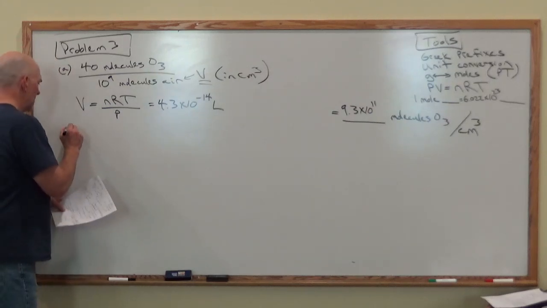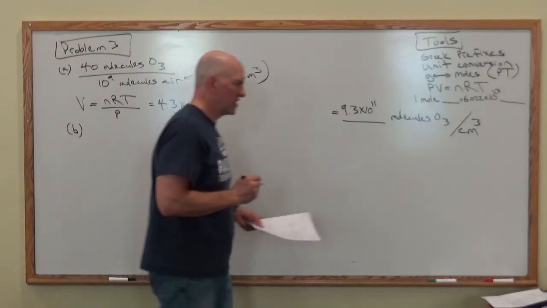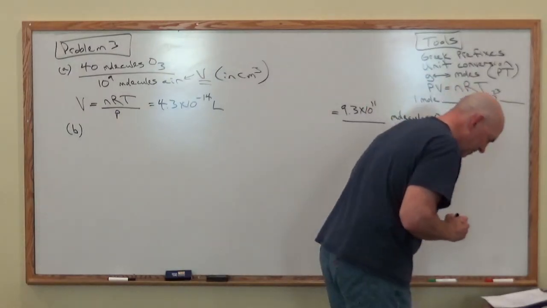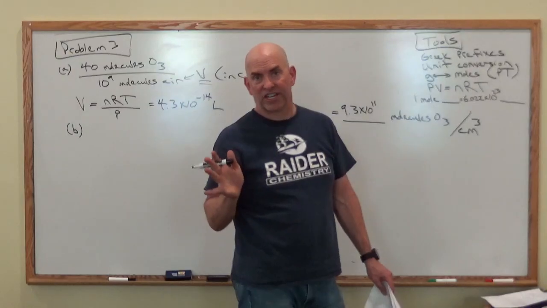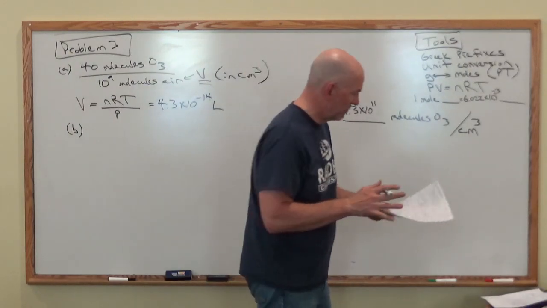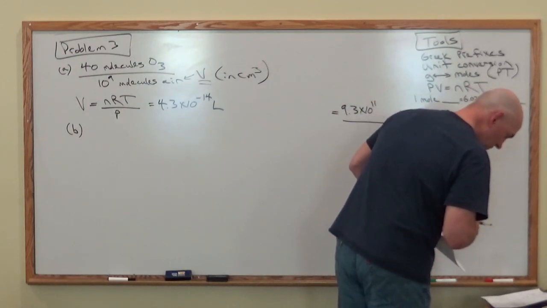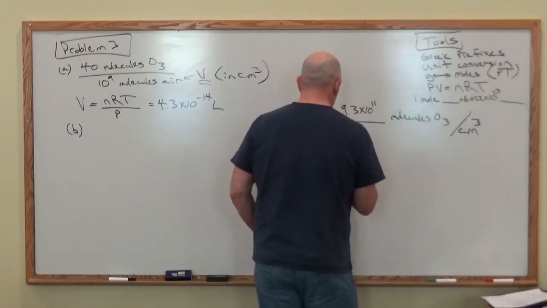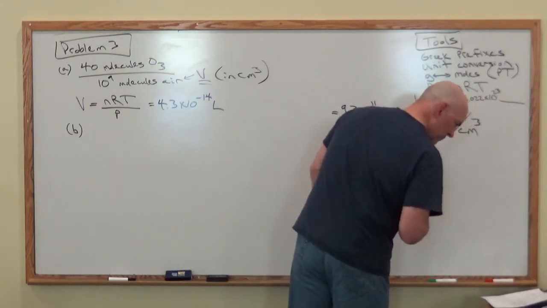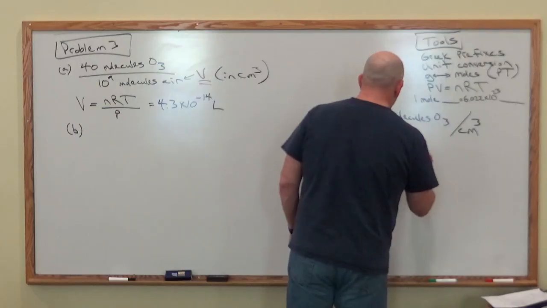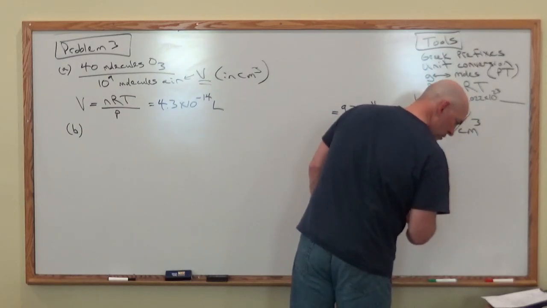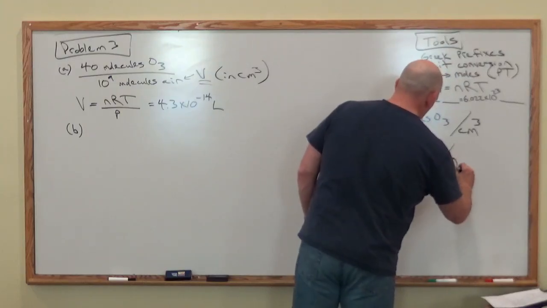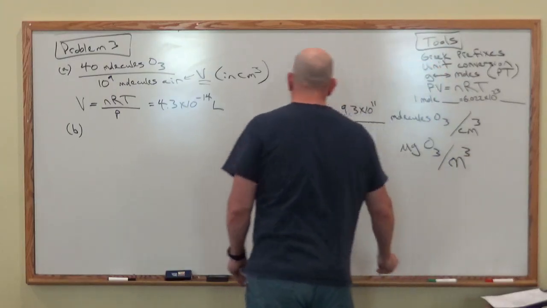And B is our first time we're introducing mass. Mass is used a lot for particulate matter, for PM 2.5. And we're trying to get micrograms of ozone per cubic meter.